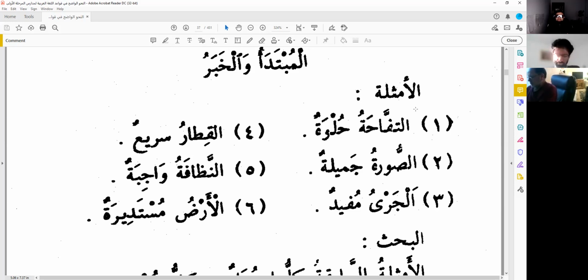For example, I say ar-rajulu at-tawilu, the tall man. Okay, what about him? I didn't tell you anything, so it's not mubtada khabar. It's a description of the man. But if I say الرجل الطويل شجاع, the tall man is courageous, now I gave you a khabar, a predicate, news about him. Or if I say الرجل طويل, the man is tall.